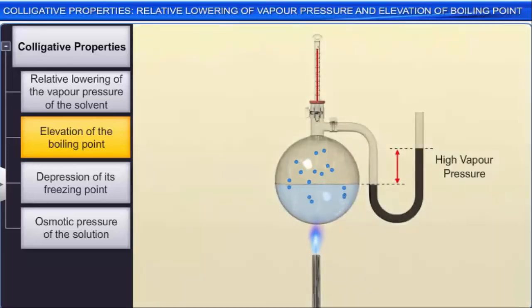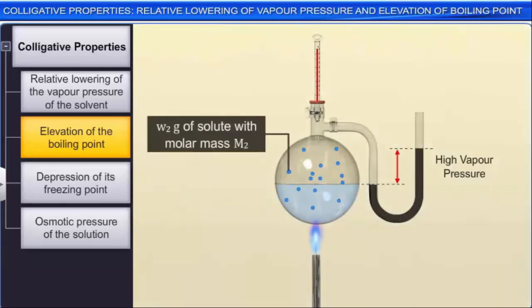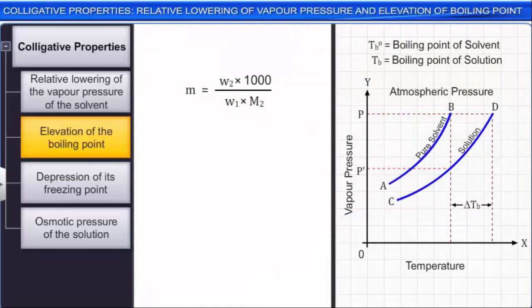If W2 grams of a solute with M2 molar mass is dissolved in W1 grams of a solvent, then molality m of the solution is given by W2 multiplied by 1000 divided by M2 multiplied by W1. Substituting this value of molality in the equation for elevation of boiling point, we get ΔTb is equal to Kb multiplied by W2 multiplied by 1000 divided by M2 multiplied by W1.